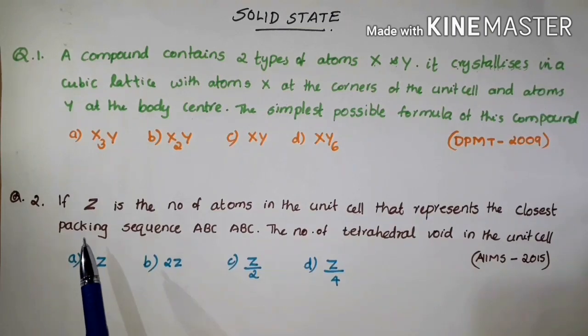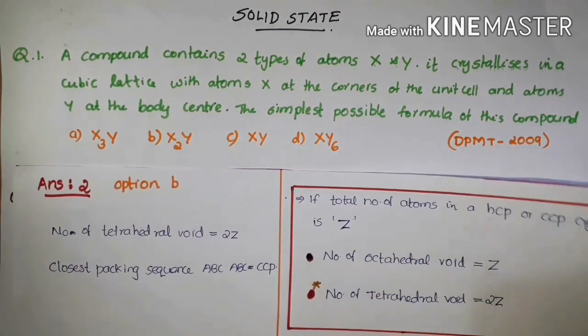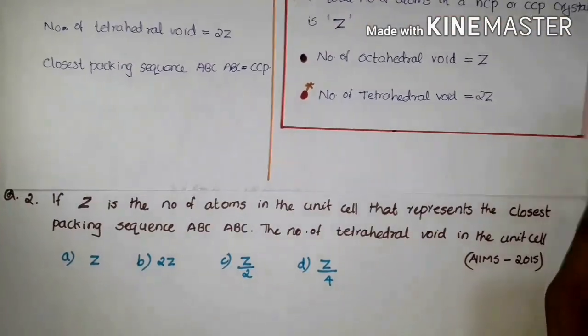Question number 2. If Z is the number of atoms in a unit cell that represents the closest packing sequence ABC ABC, the number of tetrahedral voids in the unit cell is... answer option B, 2Z. We can see how the answer is given.